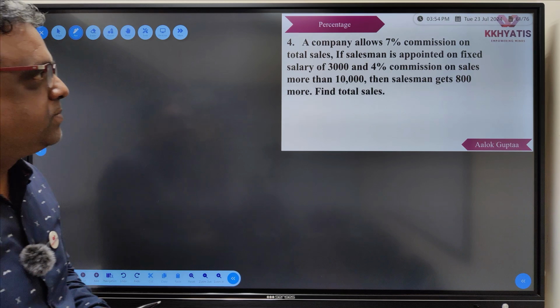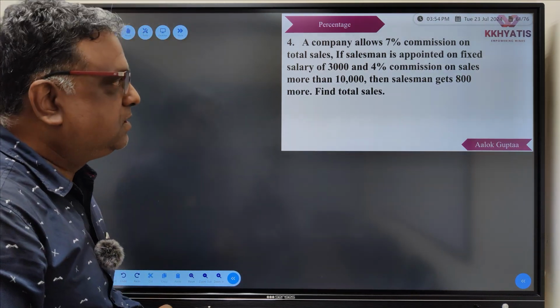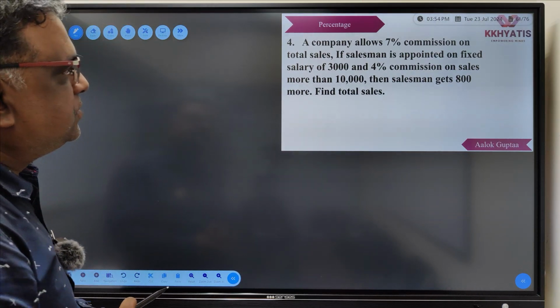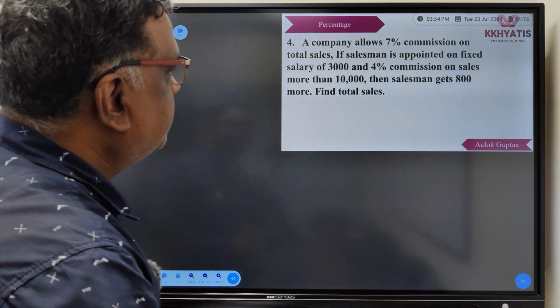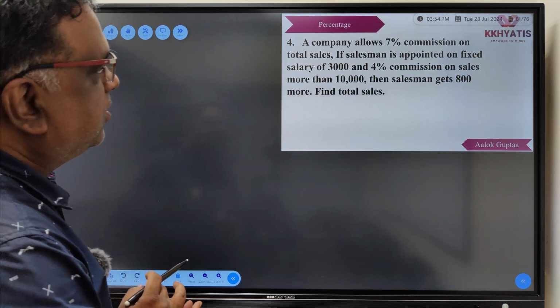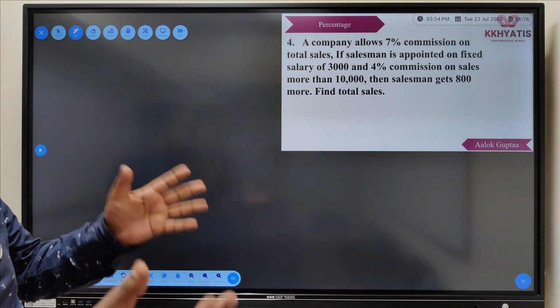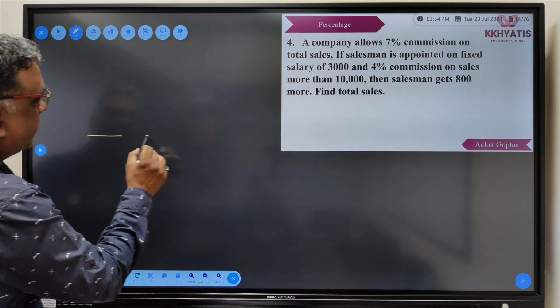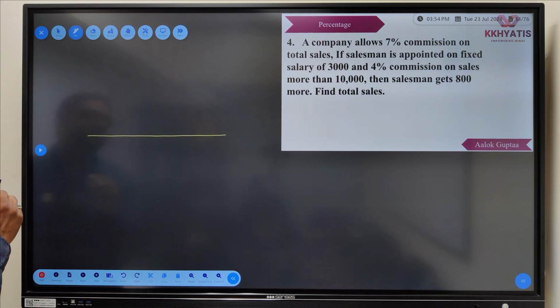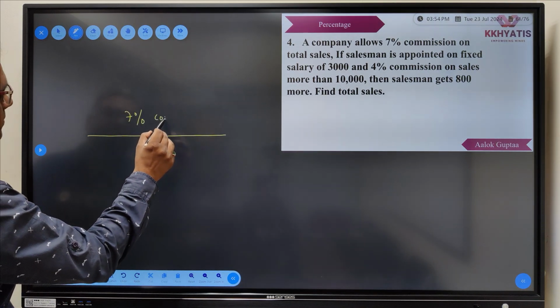A company allows 7% commission on total sales if salesman is appointed on fixed salary of 3,000 and 4% commission on sales more than 10,000. The salesman gets 800 more. Find total sales. So there are two scenarios. First scenario is he gets 7% commission on total sales.